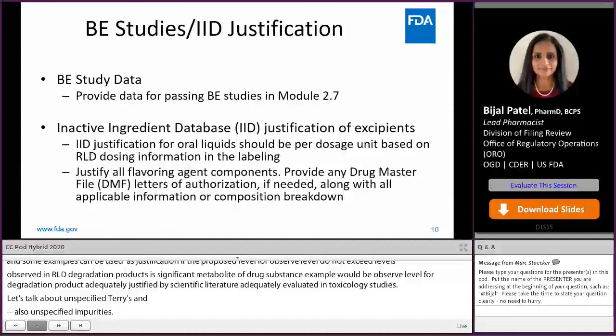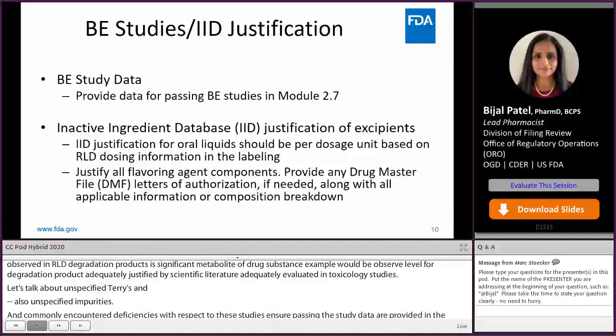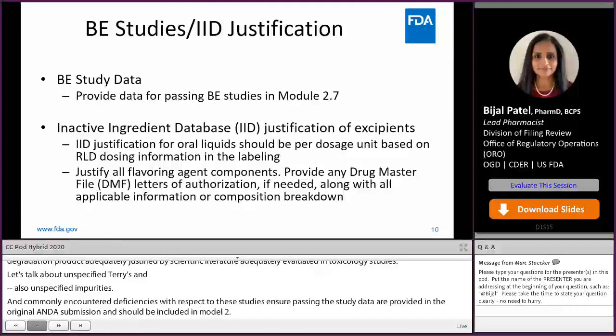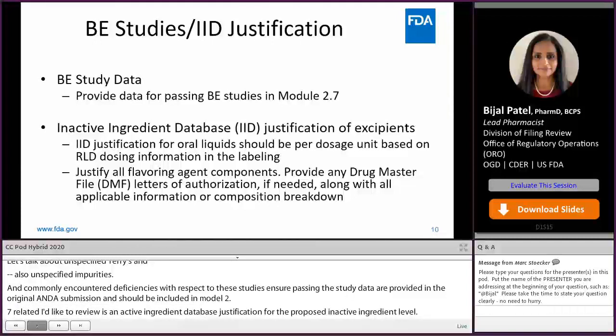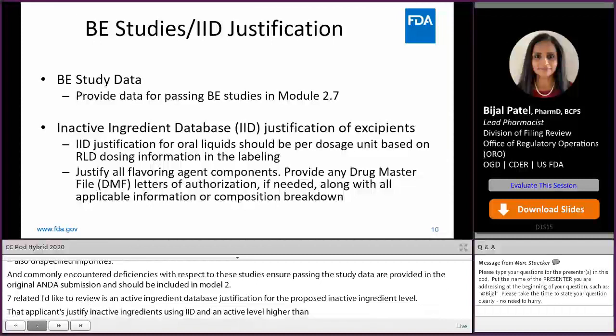The last common major deficiency related tip I would like to review is for inactive ingredient database justification for the proposed inactive ingredient level of use. Applicants can justify the inactive ingredients using the IID listing. If the applicant wishes to use an inactive excipient at a level higher than justifiable by the IID, they can submit complete PharmTox information, cite a specific example of a CDER approved drug product, or refer to an FDA controlled correspondence response.